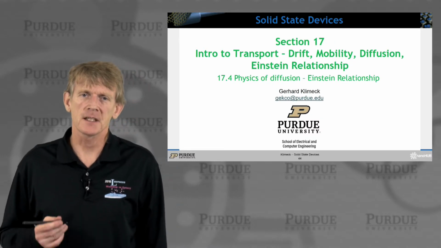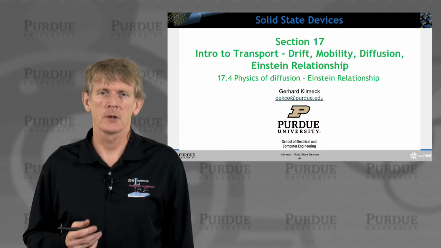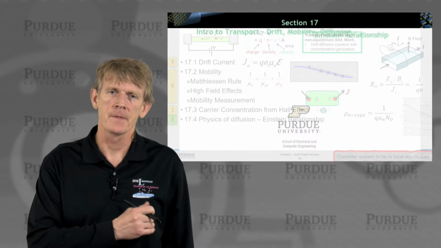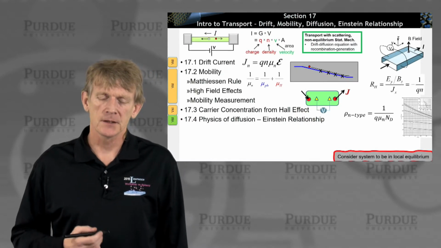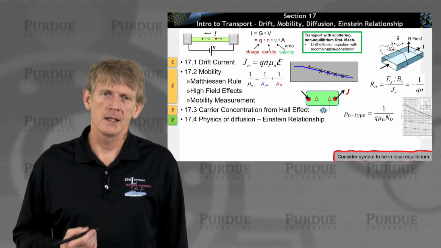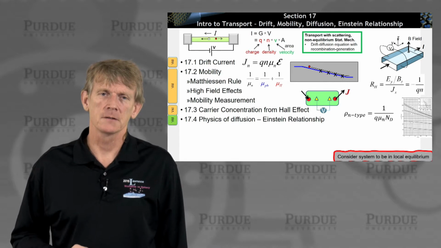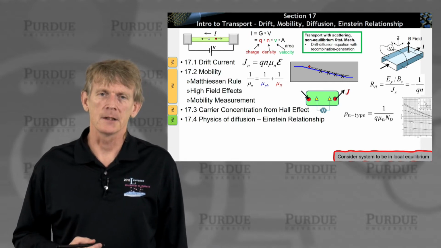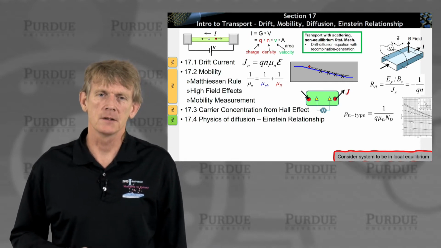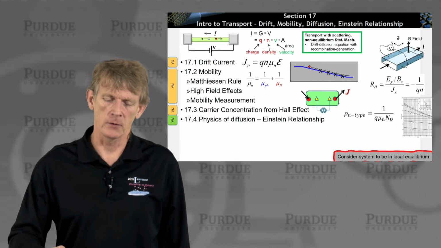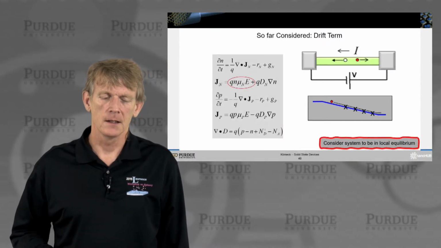Okay, so here's section 17.4, where we look at the Einstein relationship. This relationship really relates the diffusion coefficient to the mobility, which are the two elements in the drift diffusion equation. So let's dive in.